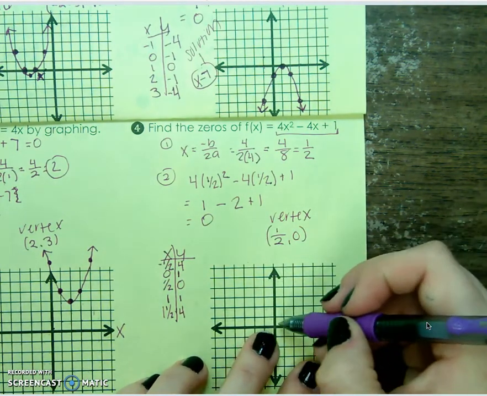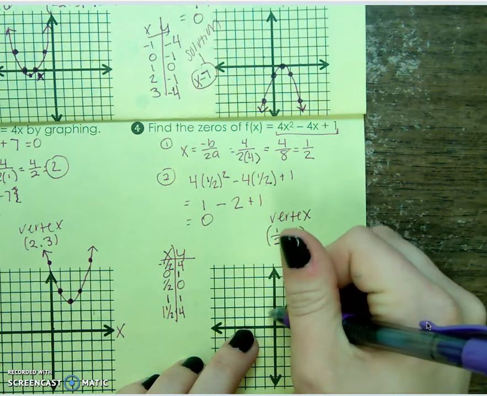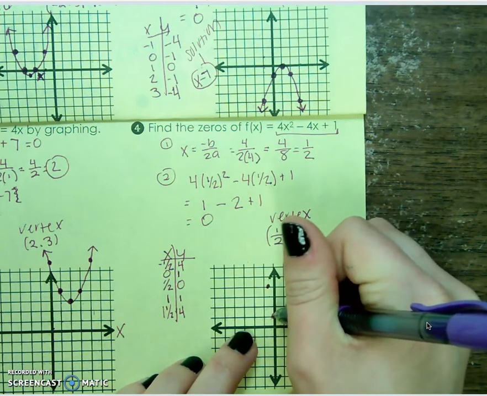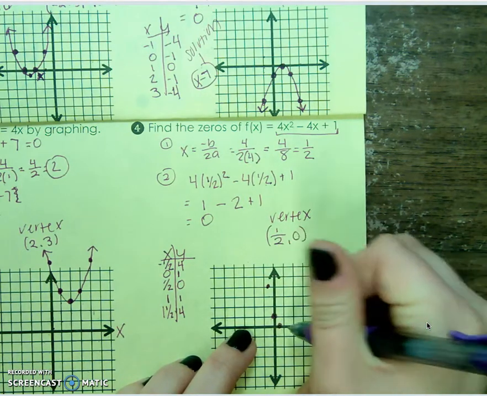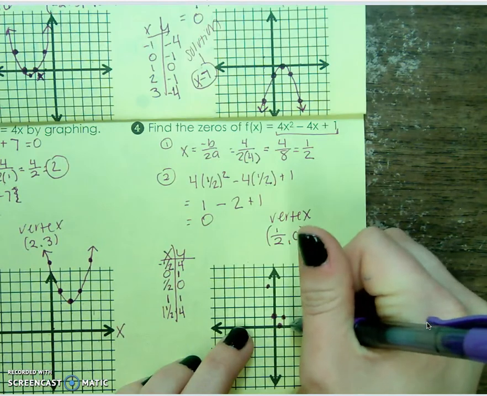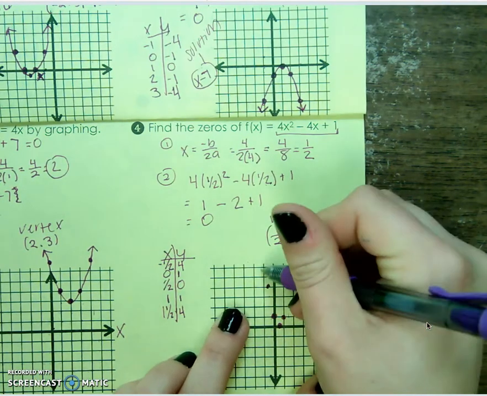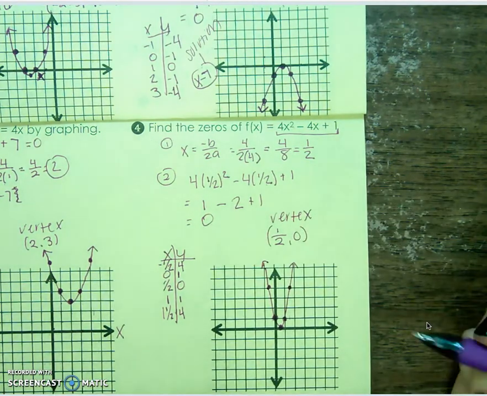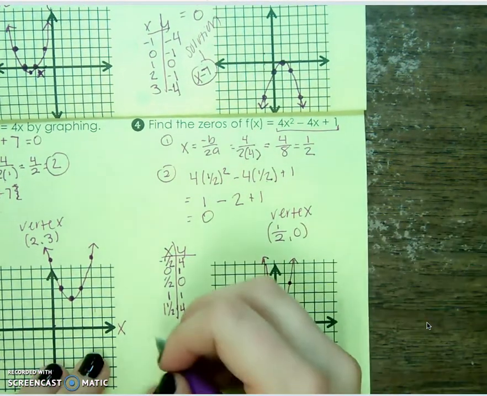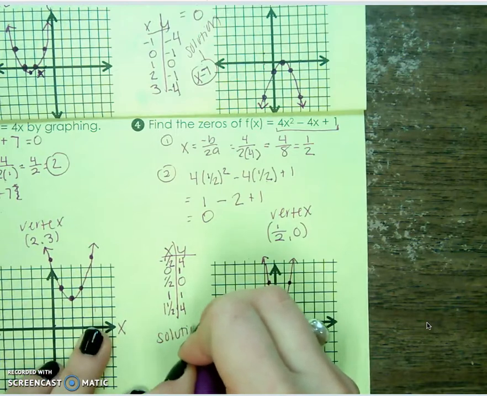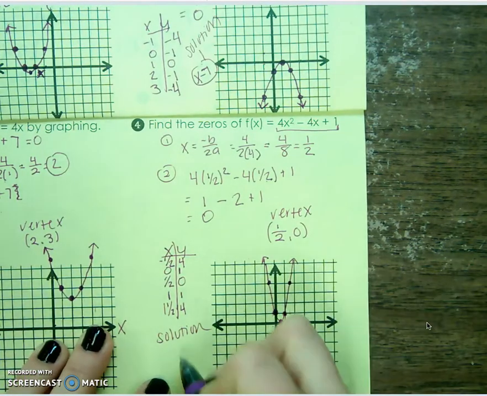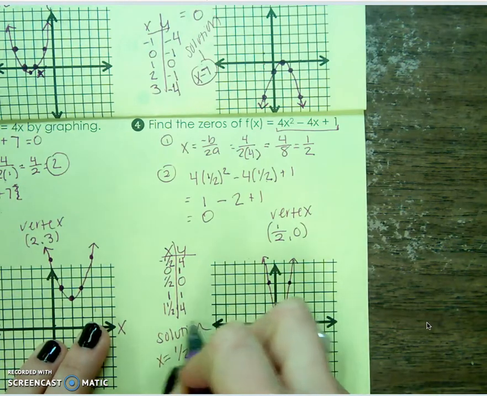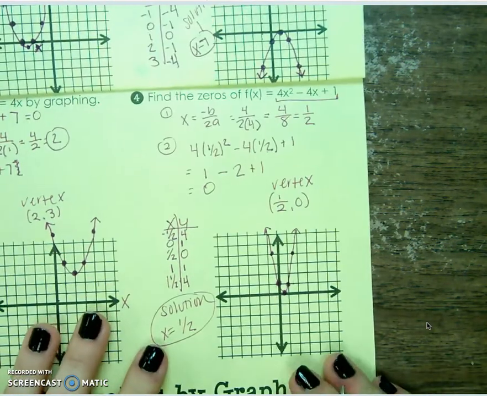So we're going to go to negative half up 4. We're going to go to 0, 1, 1/2, 0, 1, 1, and 1 1/2, 4. Okay. The only place this parabola crosses the x-axis is at 1/2. So x equals 1/2, or just 1/2 as your solution.